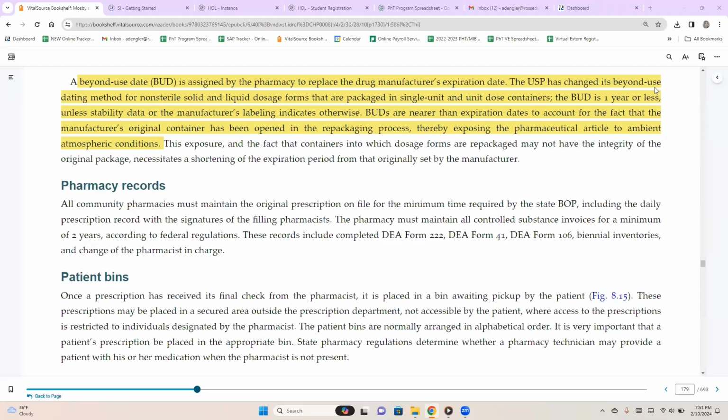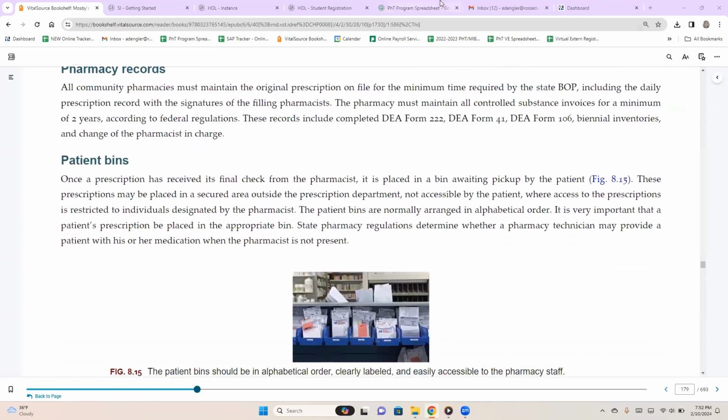All community pharmacies must maintain the original prescription on file for the minimum time required by the state BOP, including the daily prescription record with the signatures of the filling pharmacist. The pharmacy must maintain all controlled substance invoices for a minimum of 2 years, according to federal regulations. These records include completed DEA Form 222s, 41s, 106, biennial inventories, and change of the pharmacist in charge.